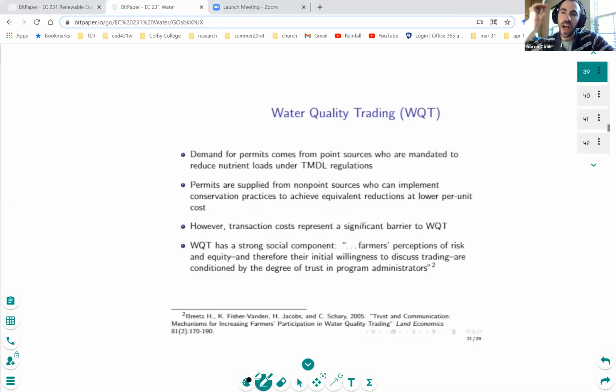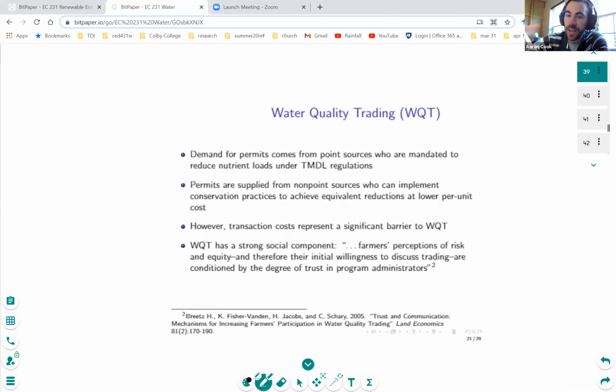All right, so let's wrap up this class, shall we? Here's where we left off on Monday. I introduced this idea of water quality trading, in particular for non-point source pollution.